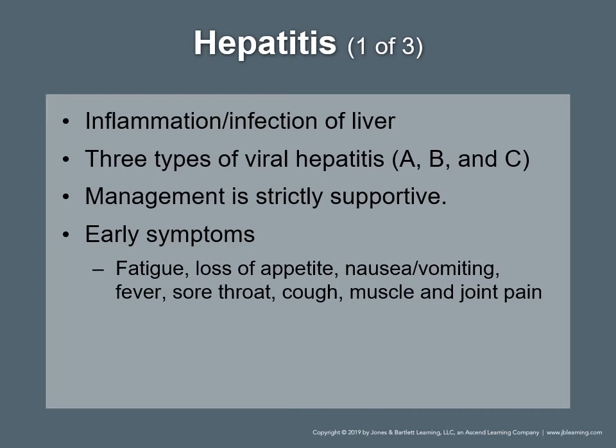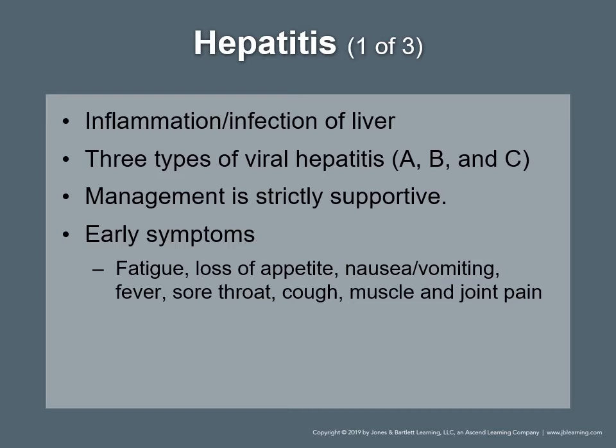Hepatitis. And this is inflammation and often infection of the liver. It can be caused by a number of different viruses and toxins. Complications of hepatitis include scarring of the liver, liver cancer, and liver failure. According to the CDC, hepatitis C accounted for the highest mortality rate in the United States in 2014 of the three types of viral hepatitis.